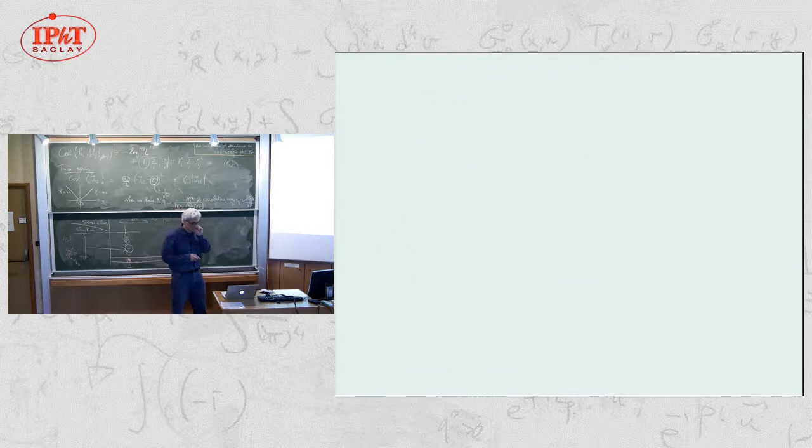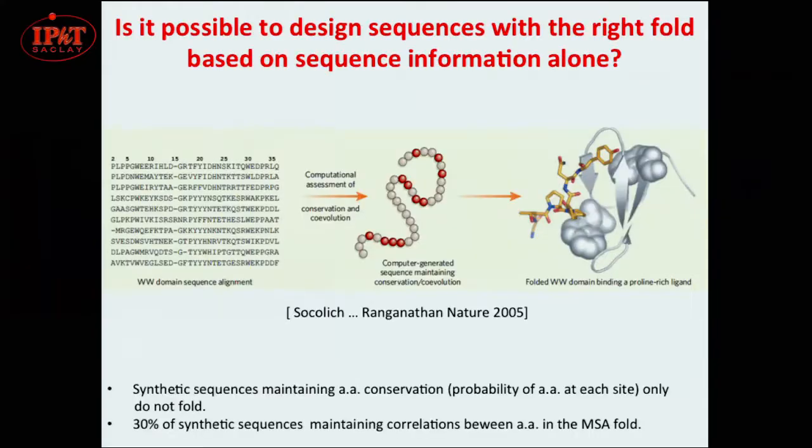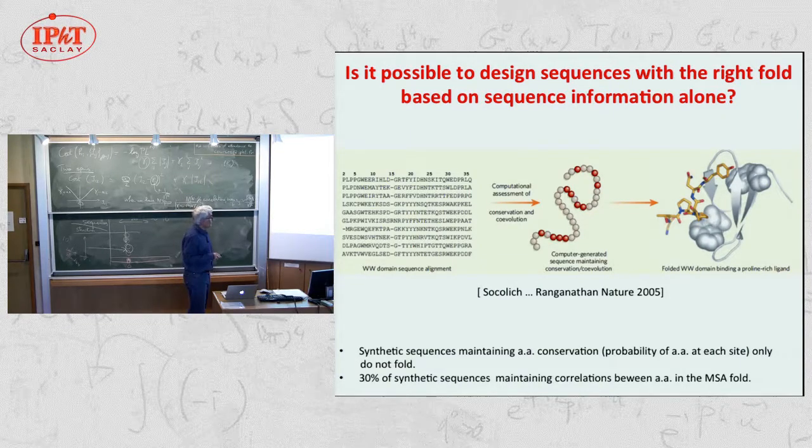Okay, so I will finish now with experimental results. I will present results which are already 10 years old, but there are more recent results which I can briefly talk about. This idea of using sequence statistics to generate, or to design, new sequences was introduced a long time ago, in particular in this paper by Rama Ranganathan in 2005. He looked at the WW domain I mentioned last week, if you remember, which is a small binding unit of about 30-something amino acids.